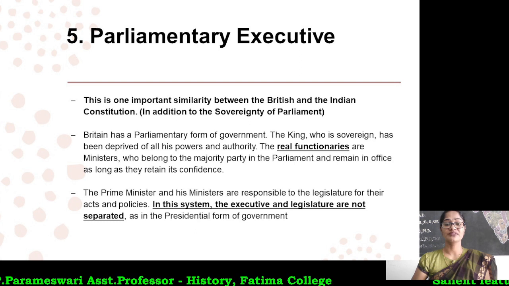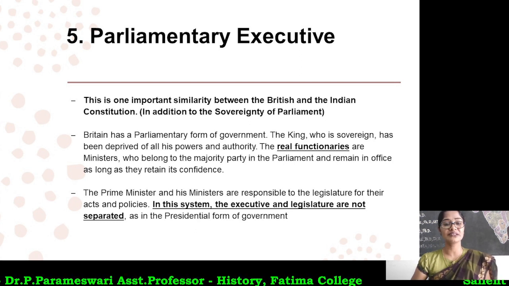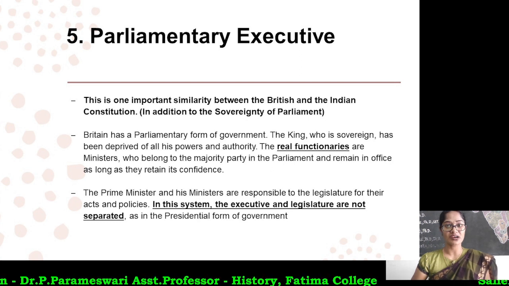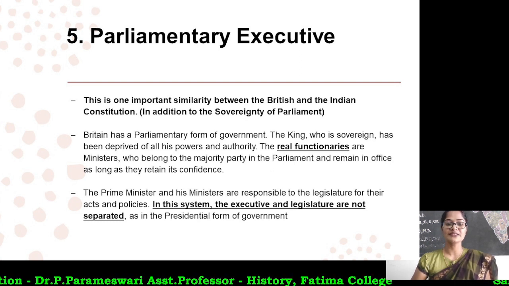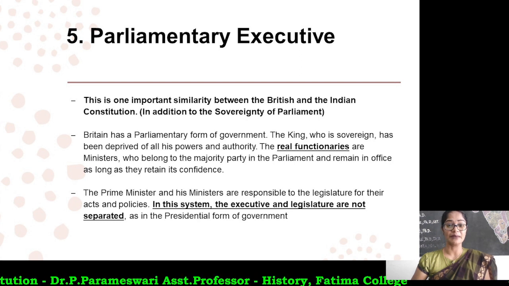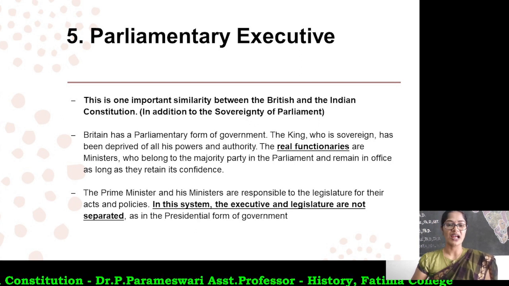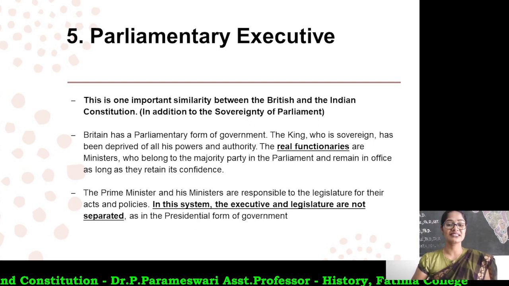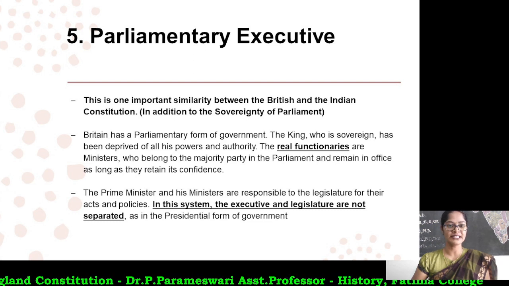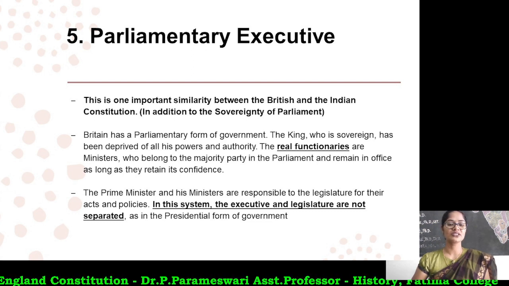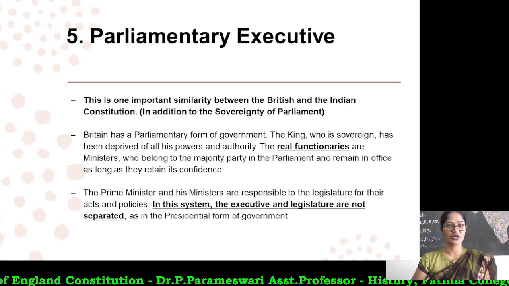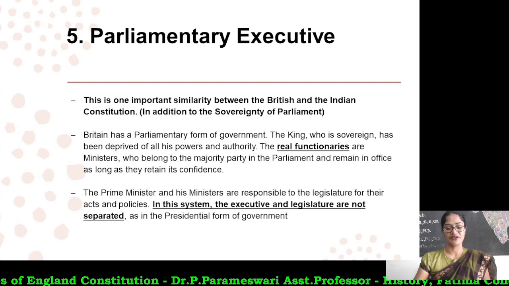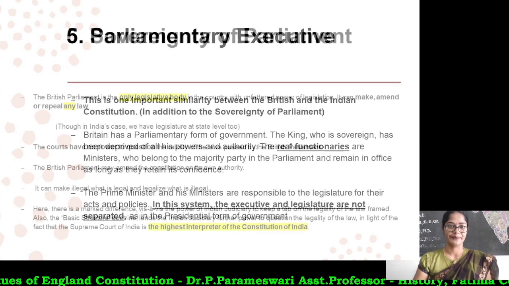The king, who is considered as a sovereign power, has been deprived of all his powers and authority. The real functionaries here are the ministers who belong to the majority party in the parliament and remain in office as long as they retain its confidence. The Prime Minister and his ministers are responsible to the legislature for their acts and policies. In this system, the executive and legislature are not separated as in the presidential form of government like USA.